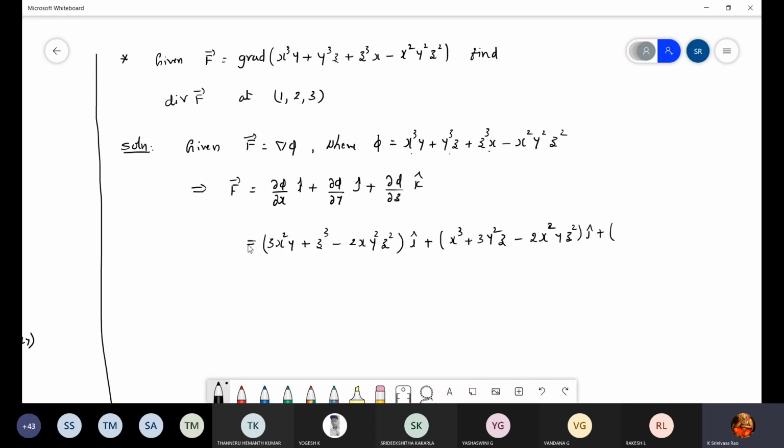Okay, so I will write in the next line, plus the last one with respect to z. First term 0, second term y cube, plus 3z square x (or 3x square, whatever you follow), minus with respect to x: square z, y, 2 times x square y, x square z square y square z, into k cap.